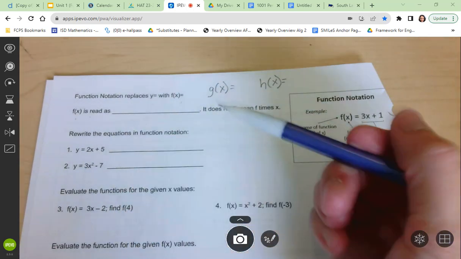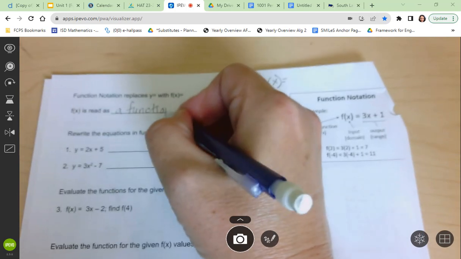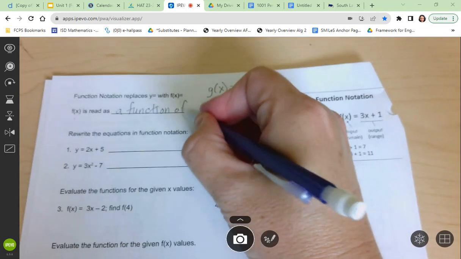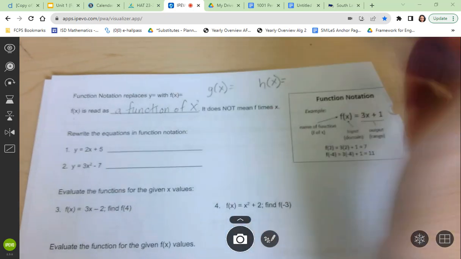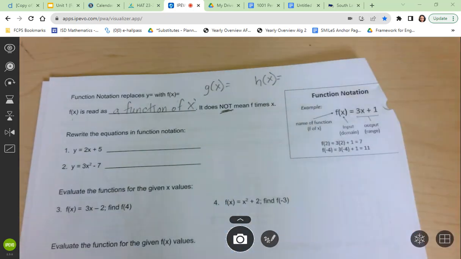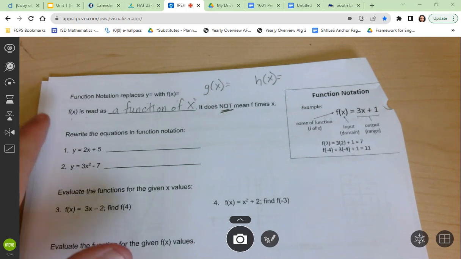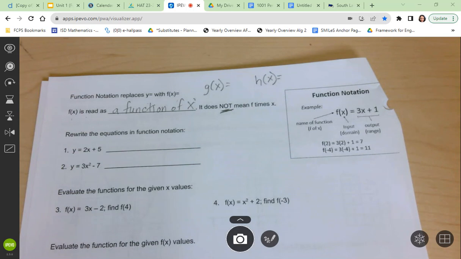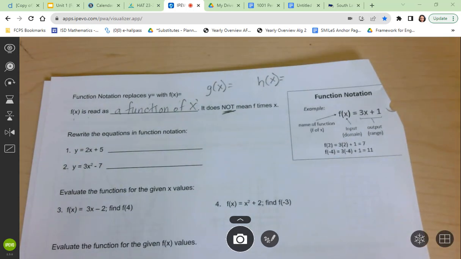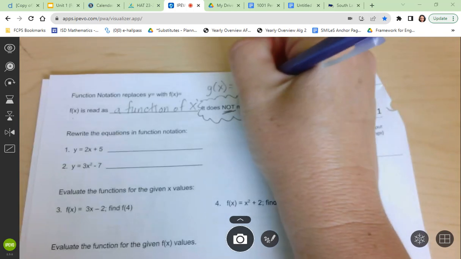F of x is read as a function of x, and it does not mean f times x. So a lot of times when you see a parentheses, that means multiply these two things. That is not what it means. Other times when you see parentheses, yes. When you see f parentheses x, it does not mean times. So keep that in your head. If you looked at that and you thought, oh, that's times, I get why, but now remember this. It does not mean f times x.